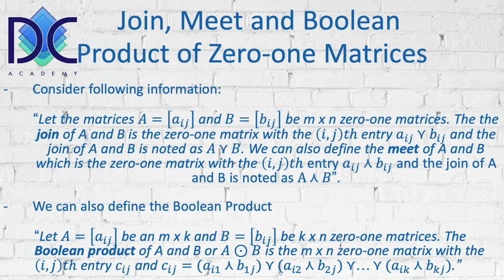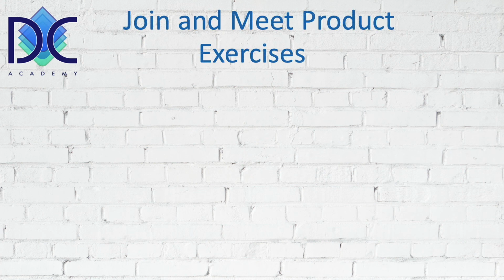So it's like the multiplication, but instead of using the multiplication, we use the AND operator, and the OR operator is like the plus operator. Basically, we're doing the same thing as the multiplication, but we're replacing the multiplication with the AND and the addition with the OR operator. Let's have a look at some exercises to show you how this works. It will explain a lot more than just a formula.